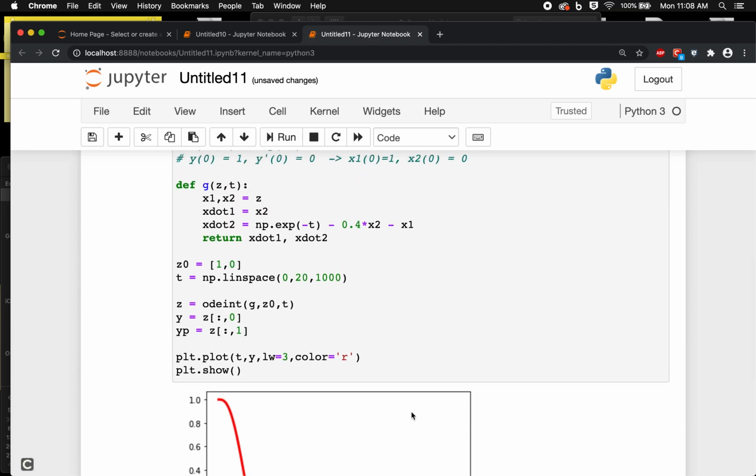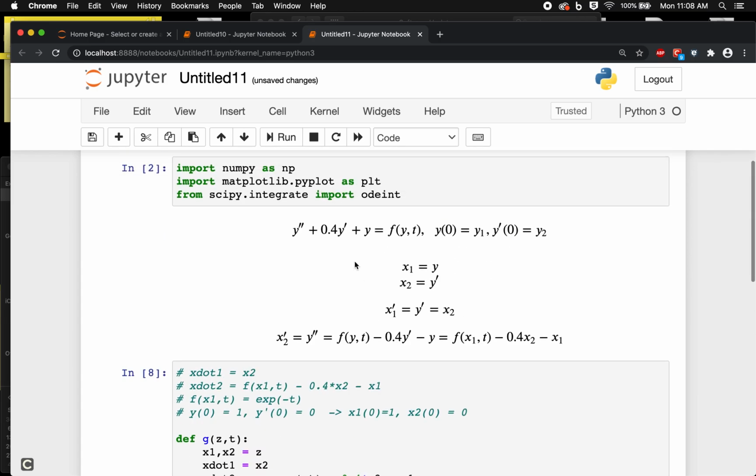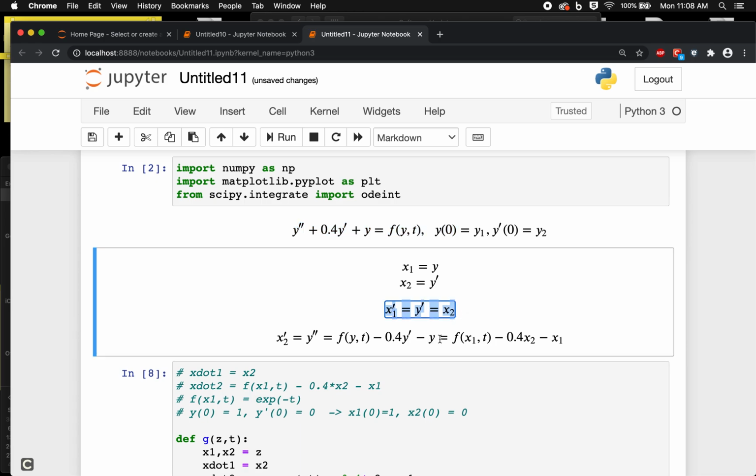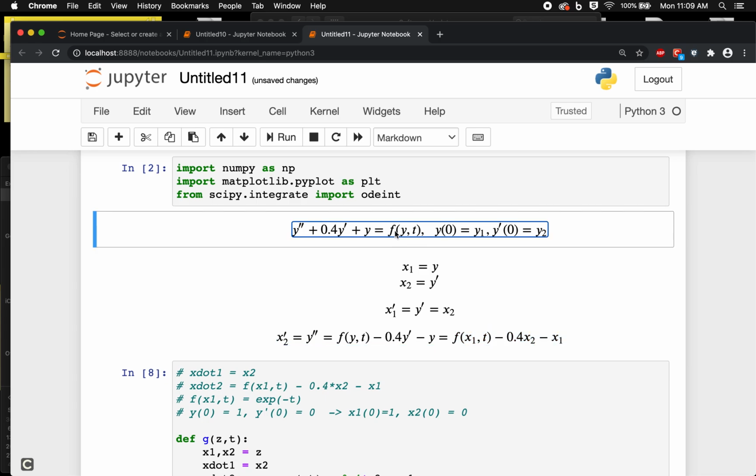But that's kind of the general structure for solving a second order equation. So if I come back up here, again, the key thing is just defining these variables, x1 and x2. And by defining x1 and x2, I can recast this equation in terms of this equation and this equation over here. So basically, once again, the second order equation becomes two coupled first order differential equations.